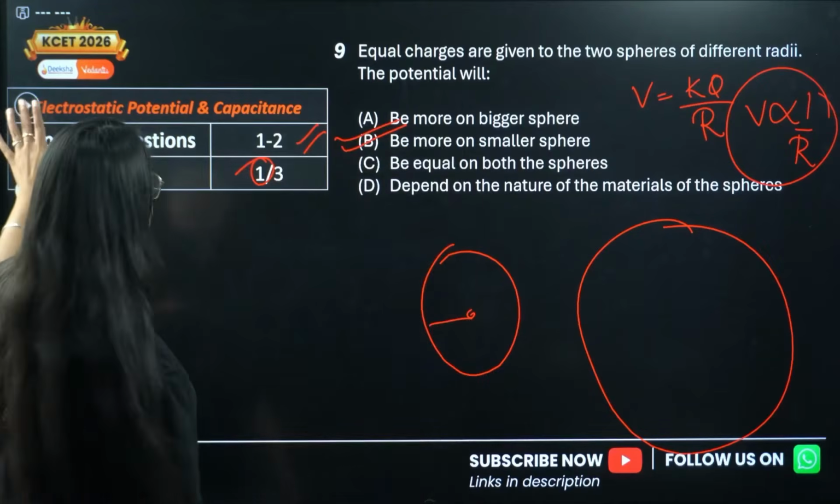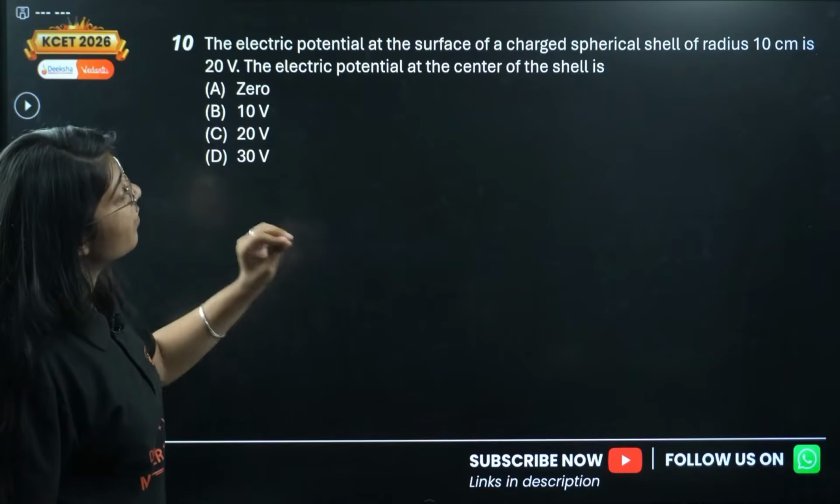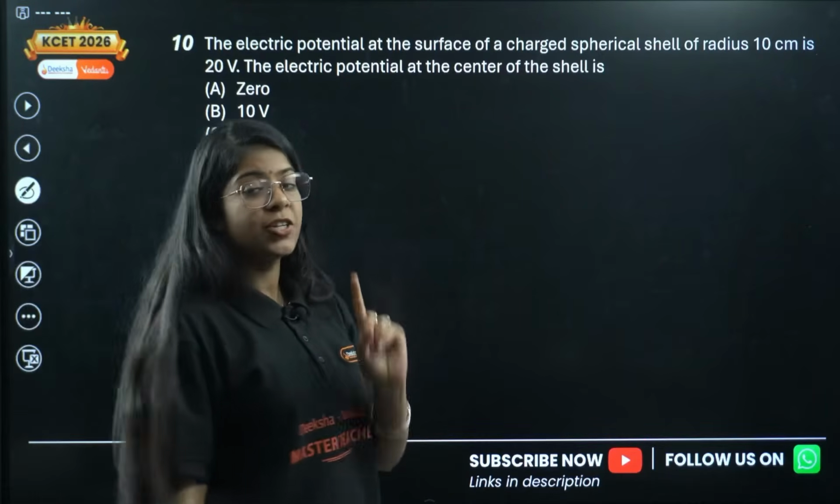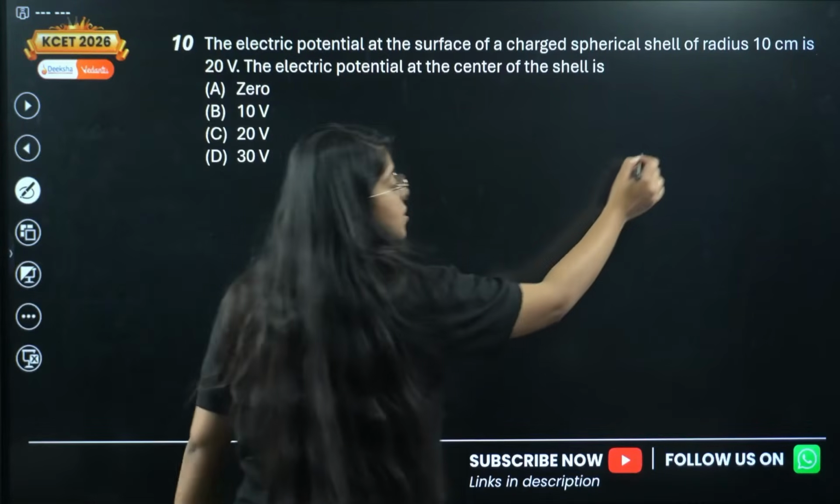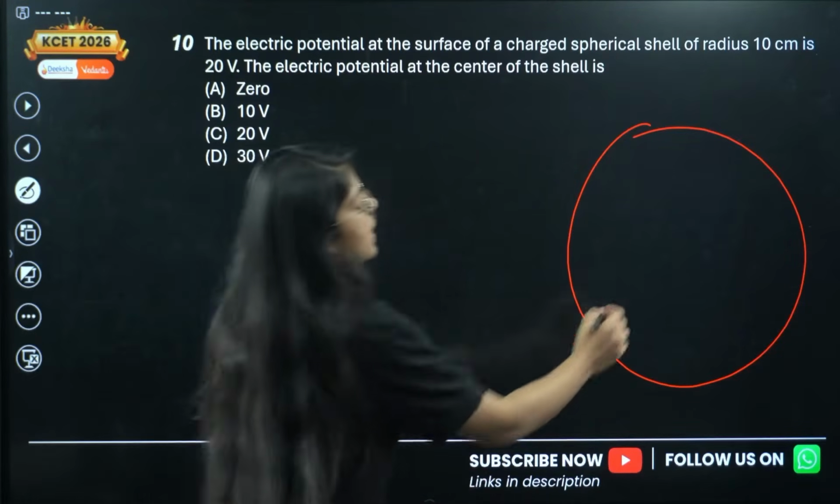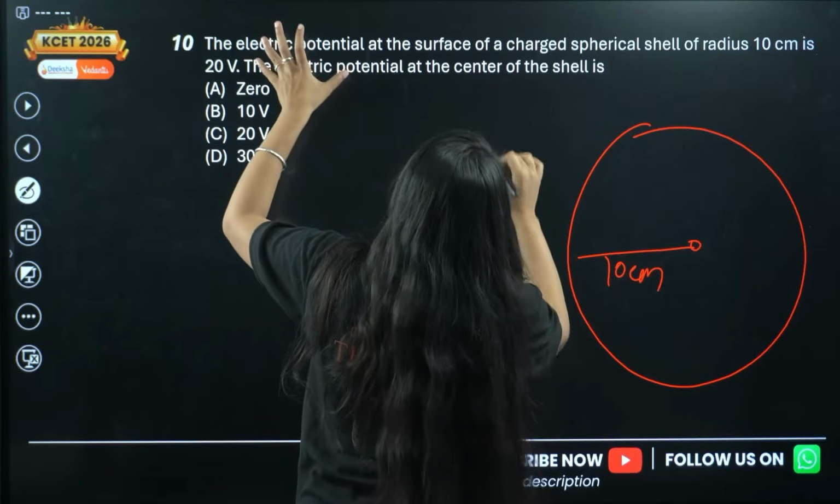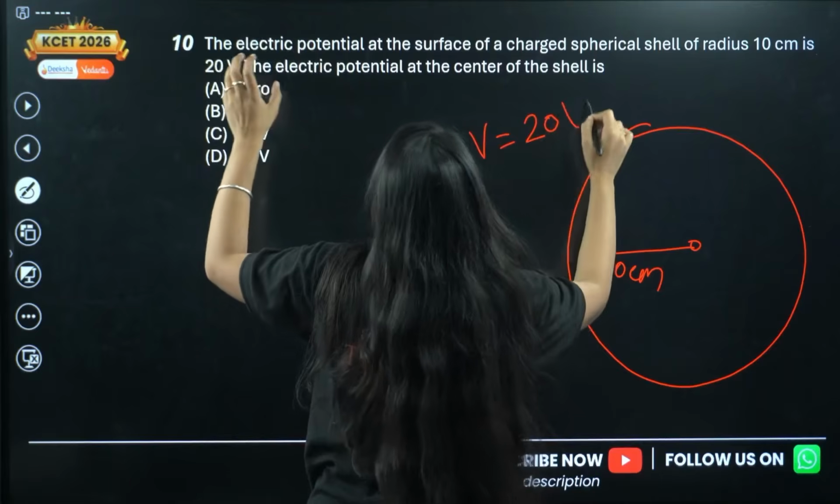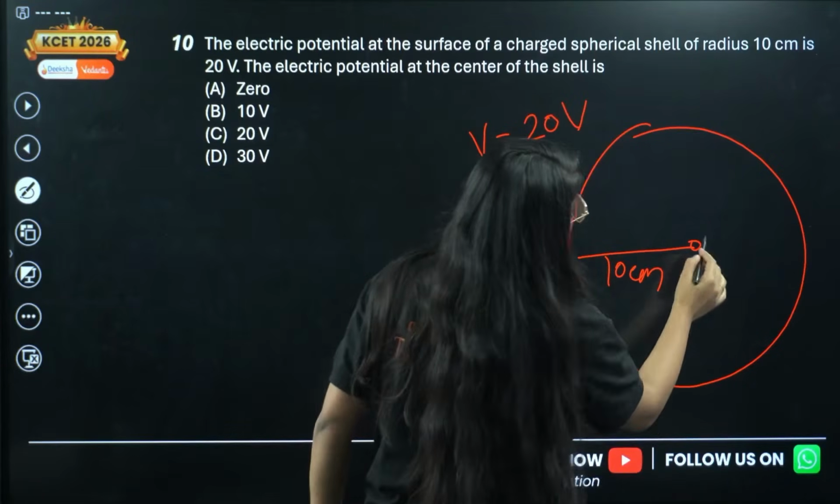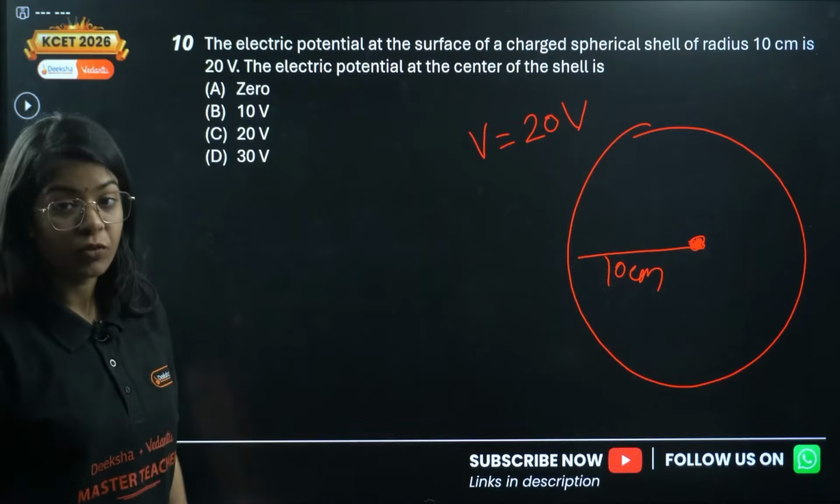Okay. Next question says, the electric potential at the surface of a charged spherical shell. We have a charged spherical shell. This is my charged spherical shell of radius 10 centimeter. Radius is 10 centimeter and the potential is given as 20 volt. What will be the electric potential at the center of the shell?